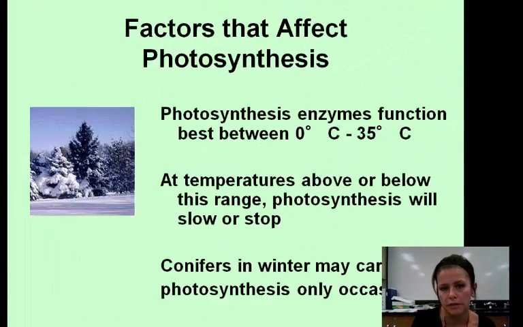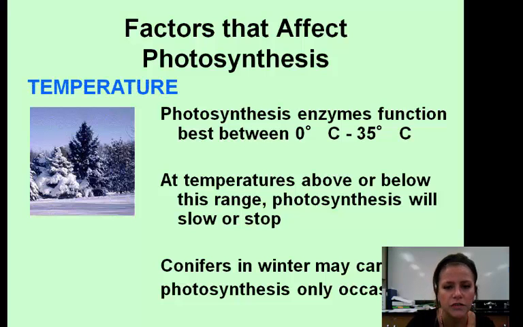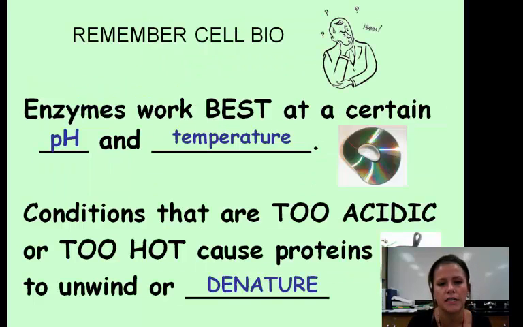Okay, other factors that affect photosynthesis. Well, photosynthesis enzymes function best between 0 degrees Celsius and 35 degrees Celsius. Think about it, when it is way too hot, enzymes will denature. If it's too cold, molecules aren't moving very fast, so photosynthesis doesn't occur as quickly. So at temperatures above or below that range, it will slow or stop. Conifers in the winter may carry out photosynthesis only occasionally. So again, they have modified leaves. So temperature affects photosynthesis.